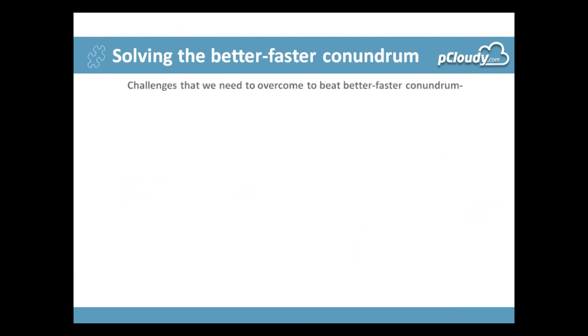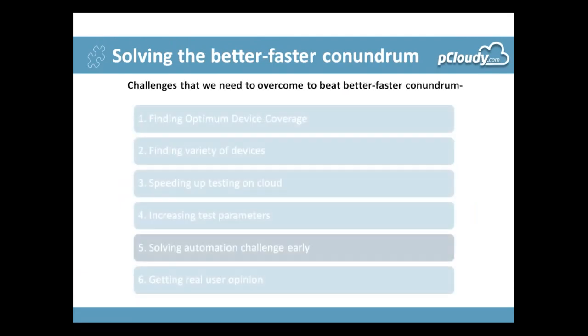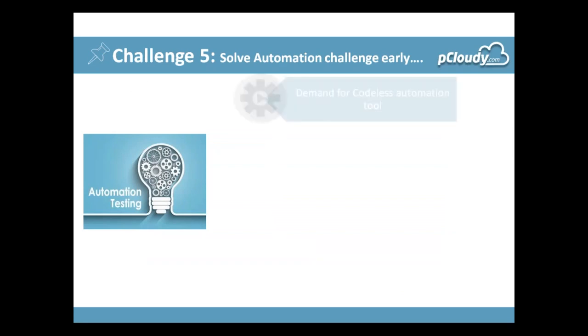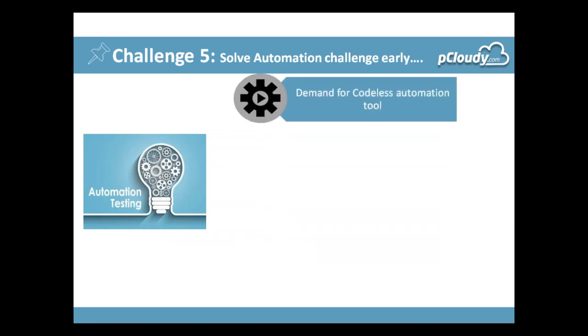So moving on to the next challenge, one of the success parameters of any mobile app testing strategy is solving the automation challenge. Because we talked about testing on a variety of devices, the impact of operating system changes, and why and how it increases the regression effort. That can only be managed if we have the automation strategy in place. And it's very important that we solve that automation challenge early on within the testing strategy.